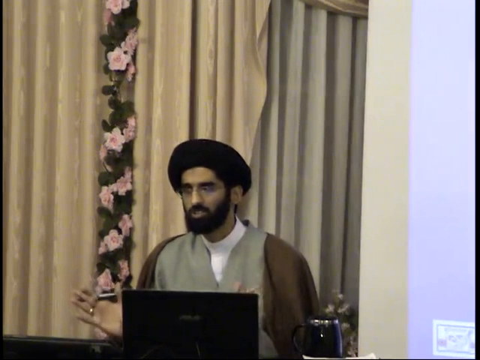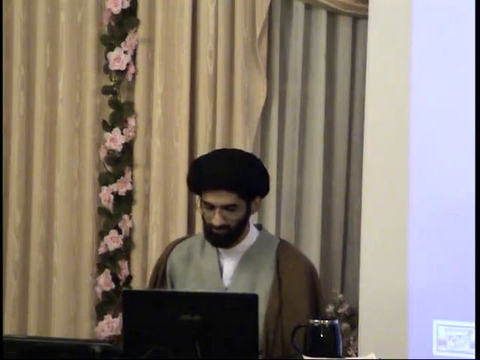So, a word will be either mu'rab or mabni. Mabni does not change. Mu'rab does change. And it will either be fully changeable, munsarif, triptote, or partially changeable, ghair munsarif. Don't get confused by that ghair. It still does change, just not as much.